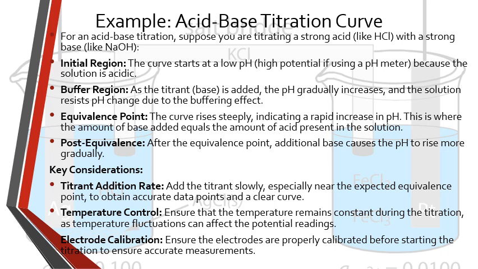There are some key considerations when doing the titration. The titrant addition rate: you have to add the titrant slowly, especially near the expected equivalence point, to obtain accurate data points and a clear curve. The temperature also: you have to maintain constant temperature during titration, as fluctuation of temperature can affect the potential reading. The calibration of the electrode: we should make sure the electrode is properly calibrated before starting the titration to ensure accurate measurement.